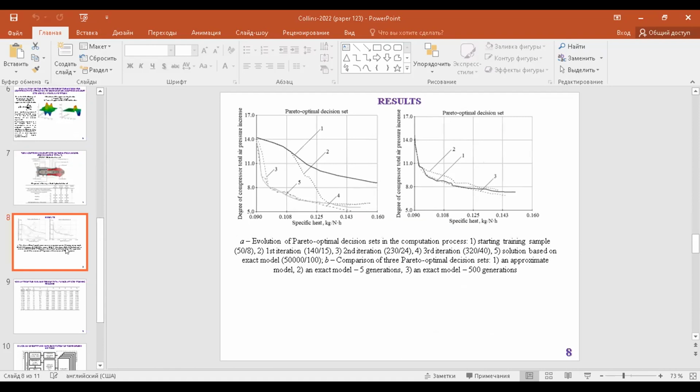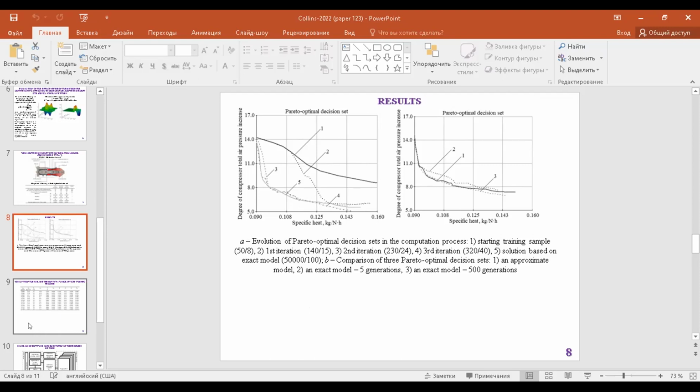Figure A also shows the Pareto optimal set, the Pareto front obtained by the NSGA2 method. Figure B shows a comparison of three Pareto optimal sets of solutions obtained on the basis of the approximate model proposed here.